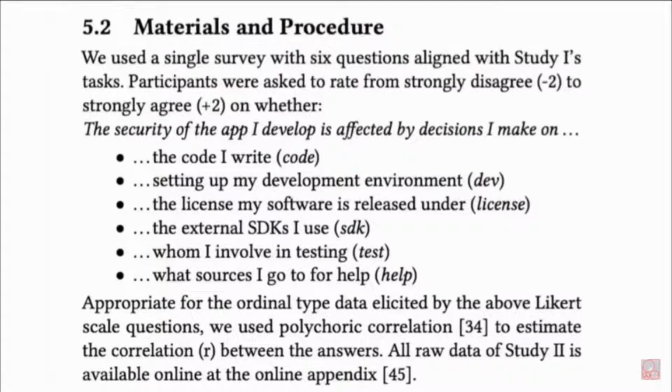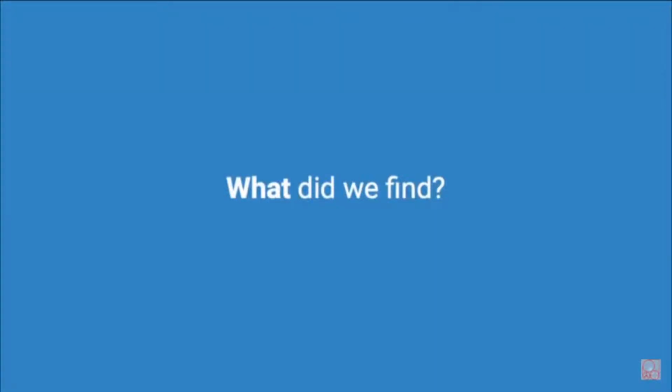conducted a larger survey using a simple Likert scale, where we had a couple of hundred Android app developers basically write whether they think the security of apps they develop are affected by decisions they make on the same topics that we had participants do tasks on in the first part, just to see whether the kind of secure or insecure attitude would actually generalize to that wider angle. So what did we find?